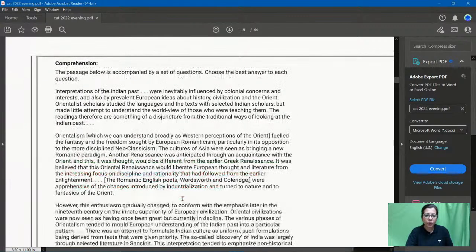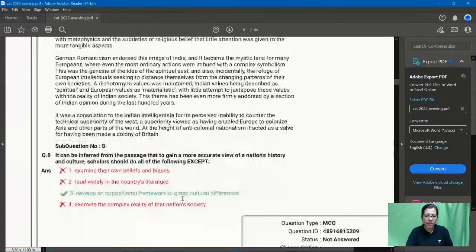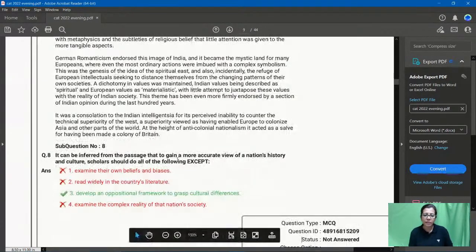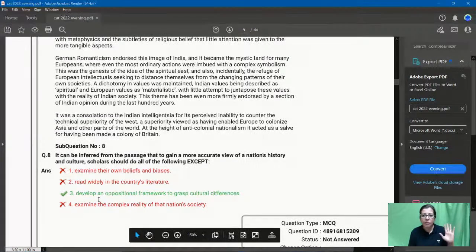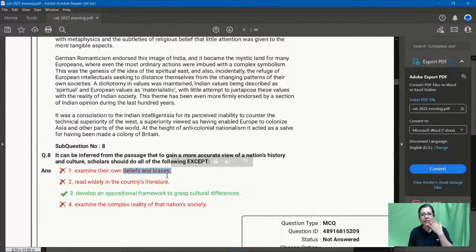Now I take you down to question number 8, जो कि again बहुत ही आसानी से solve हुआ था. It can be inferred from the passage that to gain a more accurate view of a nation's history, scholars should do. Author क्या support करेगा? भाई इसमें तो ना वापस जाने की भी जरूरत नहीं पड़ेगी आपको. Examine their own beliefs and biases. पूरा passage beliefs and biases का बोला है, so definitely ये होगा.